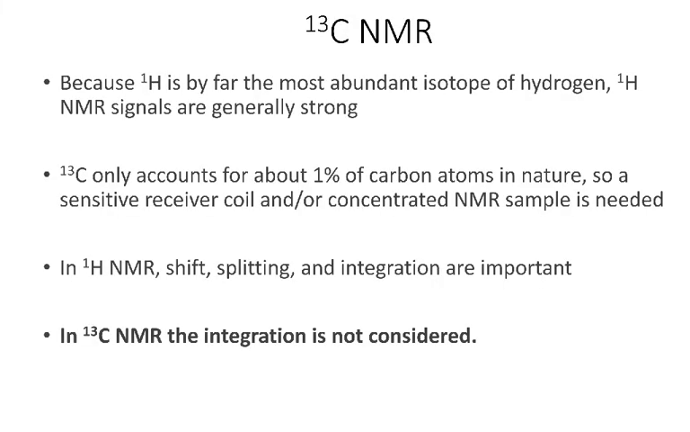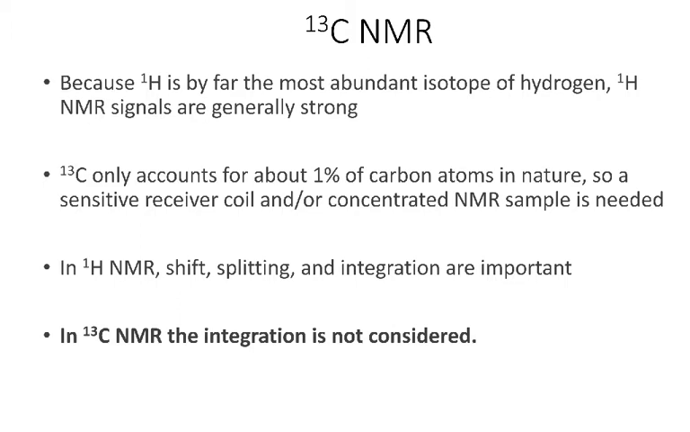Okay, in most of this chapter we've been talking about proton NMR, but in organic chemistry, another useful technique is carbon-13 NMR. Now, because hydrogen-1 is by far the most abundant isotope of hydrogen, proton NMR signals are generally very strong. However, carbon-12 is not usable in NMR because we have even numbers of protons and neutrons. So the isotope of carbon that we can use in NMR is carbon-13, but carbon-13 only accounts for about 1% of all carbon atoms in nature.